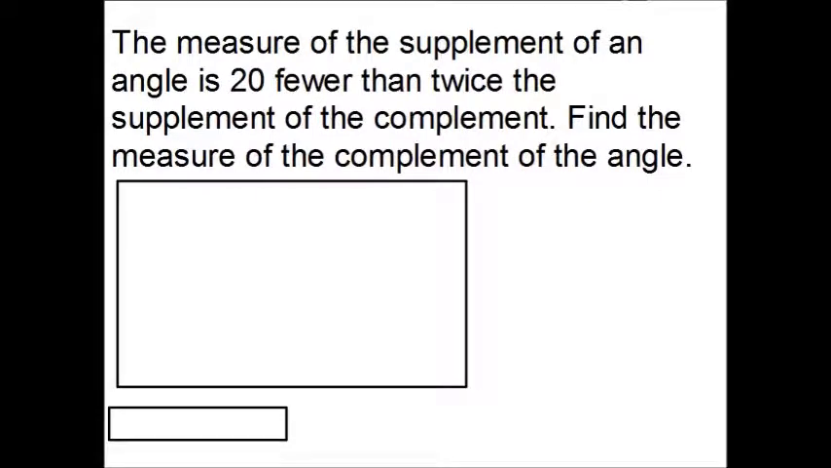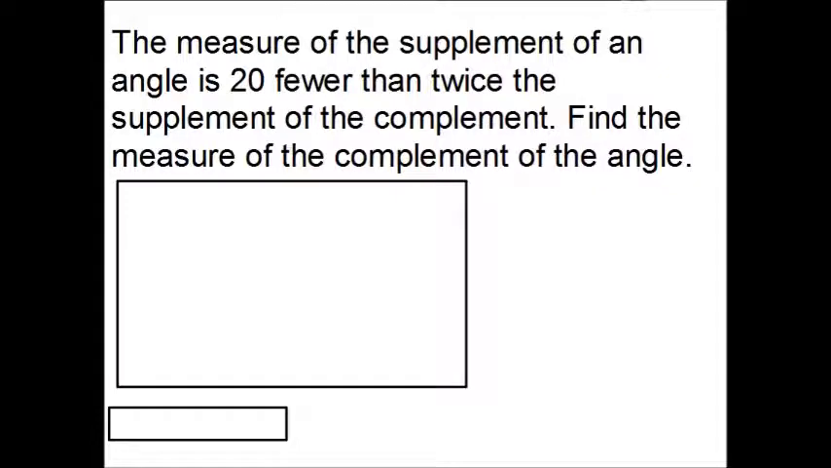Alright, so here's our final example. The measure of the supplement of an angle is 20 fewer than twice the supplement of the complement. Find the measure of the complement of the angle. So we got a lot going on here. Now, towards the middle of this video, I said that there were going to be 3 important formulas. One was the complement of the angle, the other was the supplement of the angle, and the other was the supplement of the complement. I want you to refer back to those notes, and if you didn't take notes on it, you need to take notes on it. So press pause, refer back to those notes, and now we're going to get going on this.